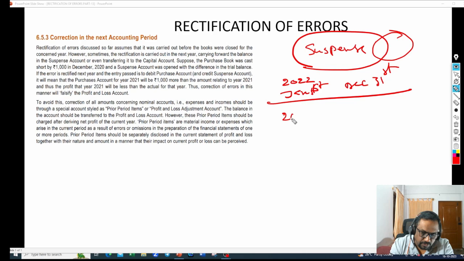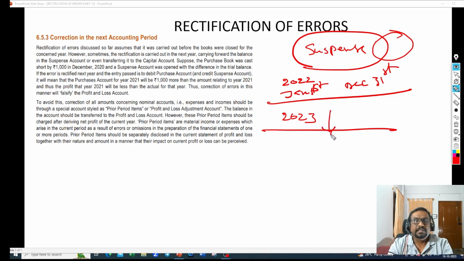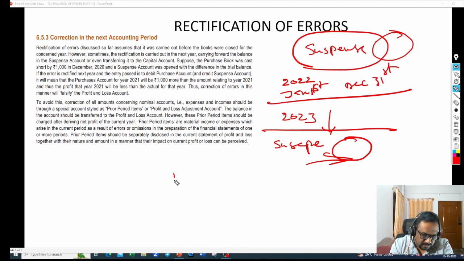Now you are in 2023. So that suspense account balance will be carried forward to 2023 now. What you are supposed to do, you need to identify why there is a balance in the suspense account, what are the errors against which the suspense account has the balance. But when you identify them, those items will be called as prior period items.